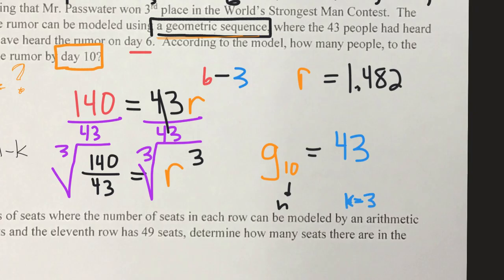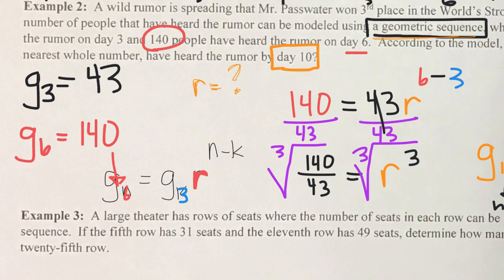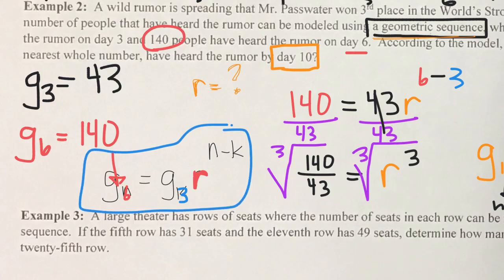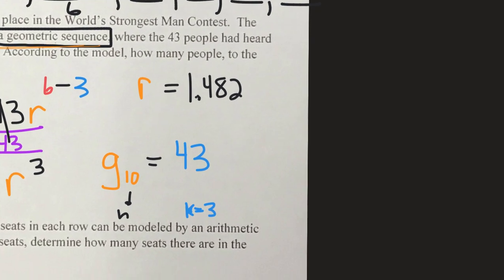So we're using that same formula over here. G sub n equals G sub k, r to the n minus k. Same formula, because you don't know our 1st term, so we're going to use our 3rd term. Okay, our ratio, well, we just calculated our ratio. That's 1.482.